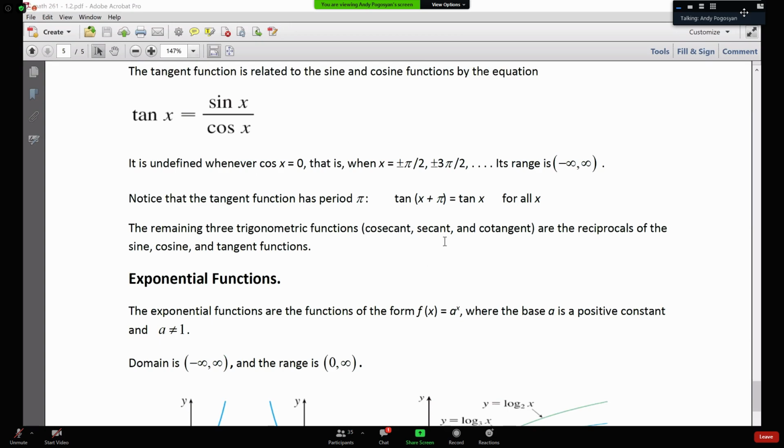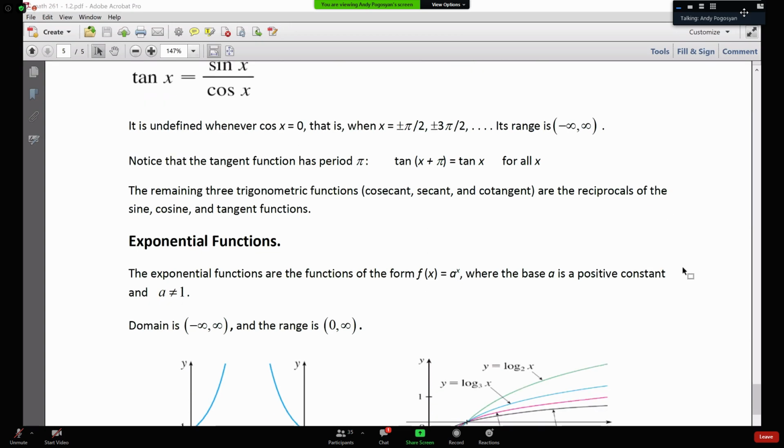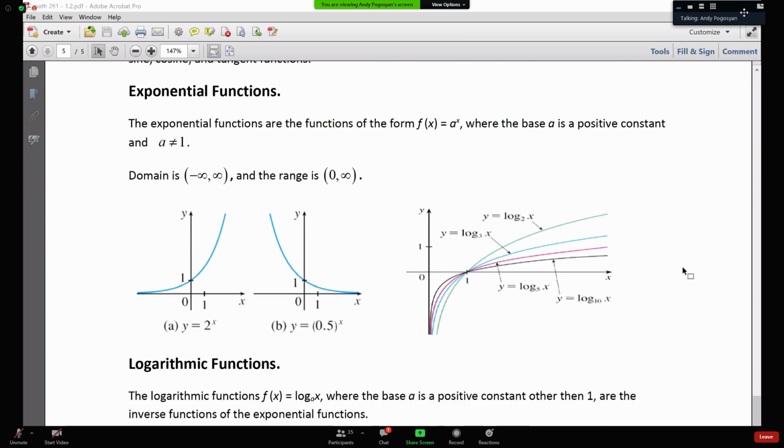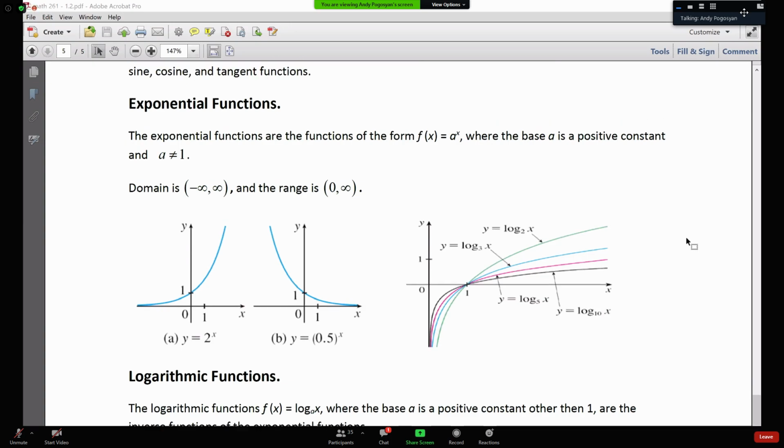Trigonometric functions cosecant, secant, and cotangent are reciprocals of the sine, cosine, and tangent functions. Now exponential functions and the inverse of exponential are logarithmic functions. If f of x equals a to the x, a is a positive constant and a is not equal to 1, x is any real number, then the function is called an exponential function. Domain is all real numbers.